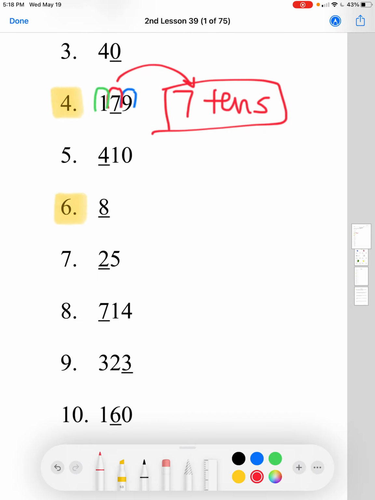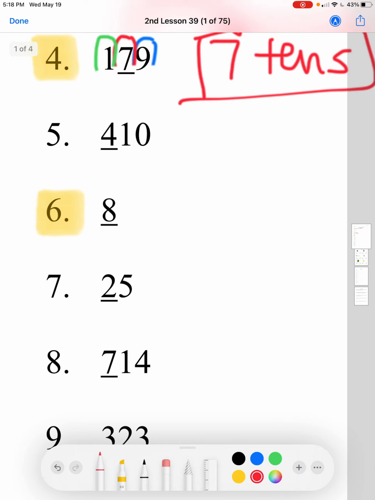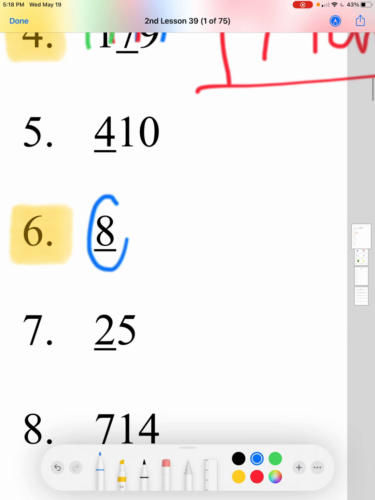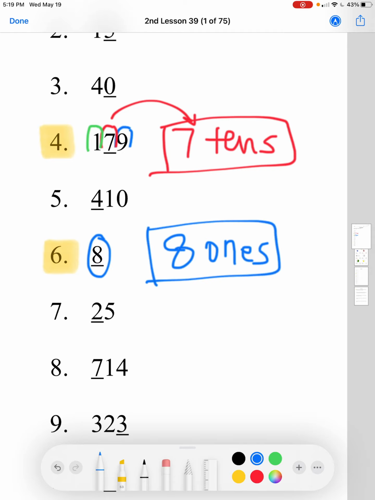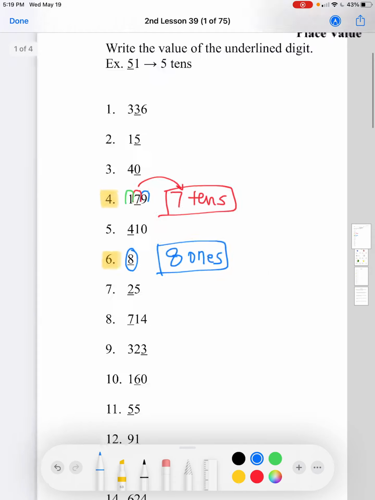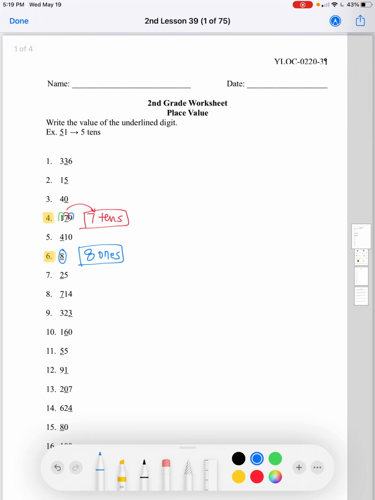Now let's go over number 6. We just have the number 8. Again, we're going to start from the only digit we have. That's going to be the ones place. And since there's nothing else, we have 8 ones. And that's how you do this worksheet.